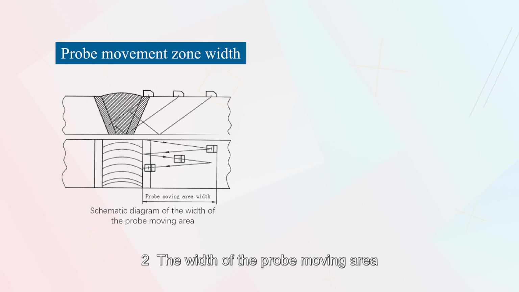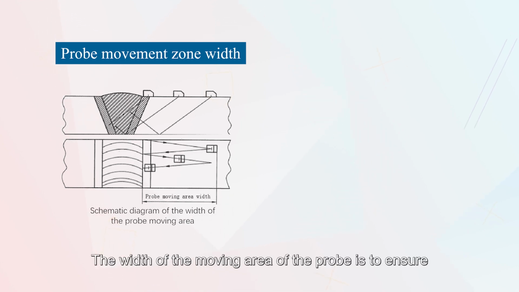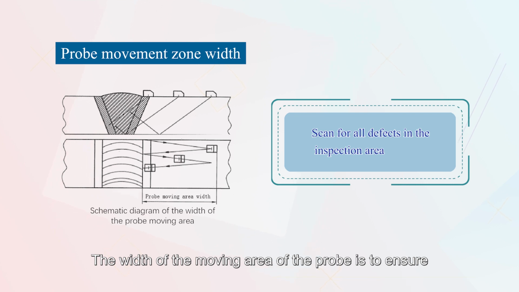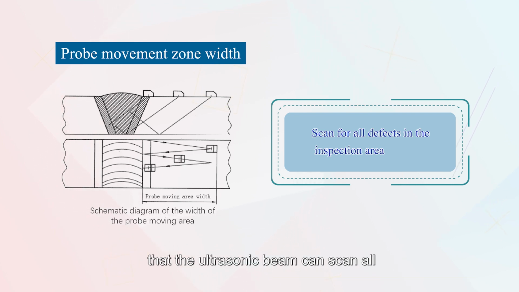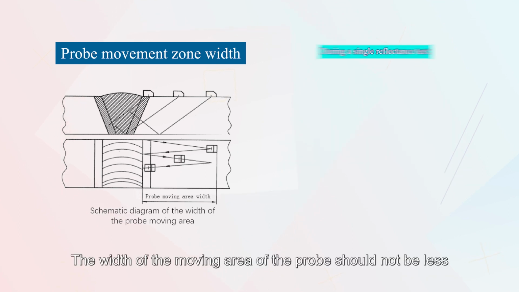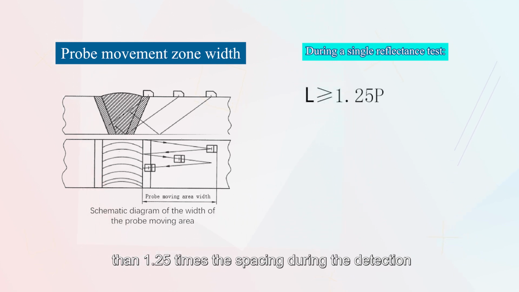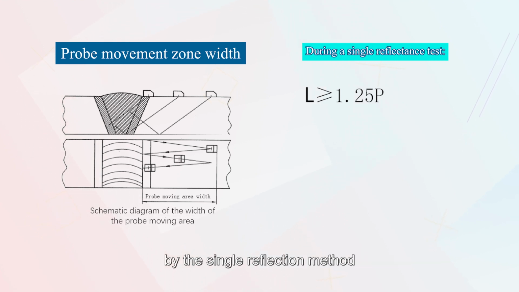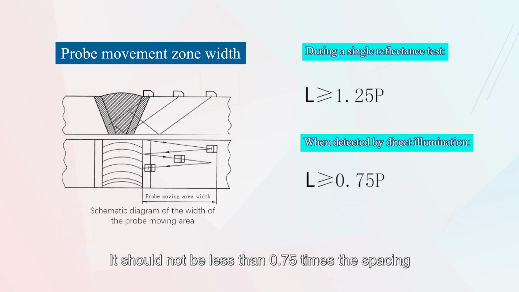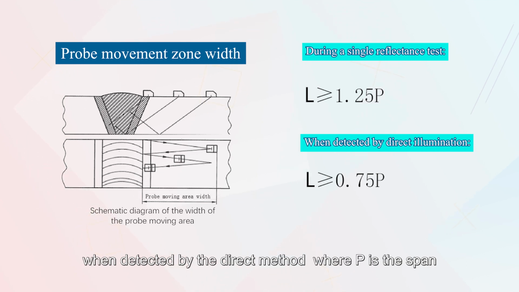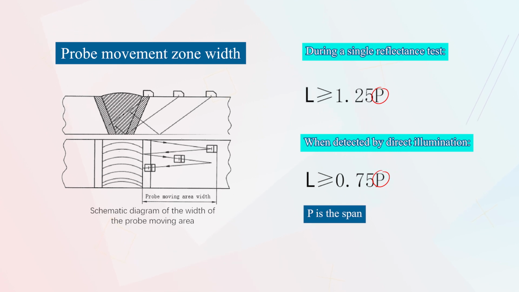2. The width of the probe moving area. The width of the moving area of the probe is to ensure that the ultrasonic beam can scan all the defects in the inspection area. Its width requirements are shown in the figure. The width of the moving area of the probe should not be less than 1.25P, that is 1.25 times the span, when detecting by the single reflection method. It should not be less than 0.75P, 0.75 times the span, when detected by the direct method, where P is the span.